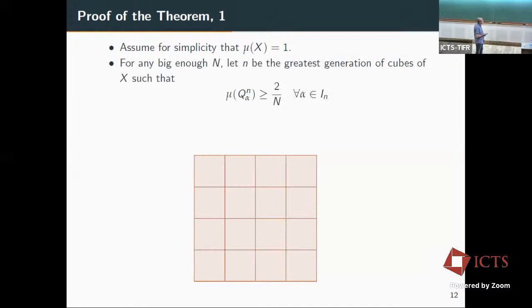Now, you fix your integer n. This is the number of regions that you want. The measure is going to have to be 1 over n. So now you call little n the greatest generation of dyadic cubes in X, such that the measure of every cube in that generation is going to be greater than or equal to 2 over n. As the generation increases, the volume of the cubes becomes smaller and smaller. You want that each cube here is at least twice the measure of the regions that you want. So this is the first step.